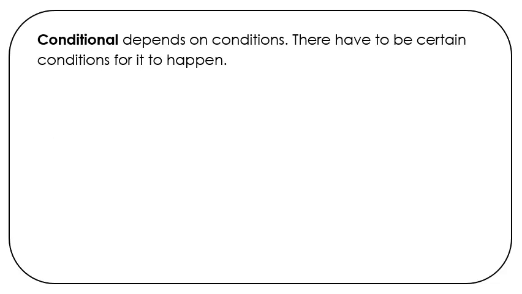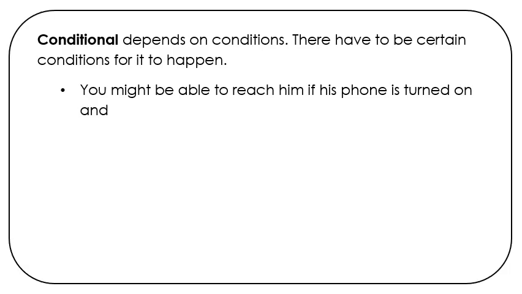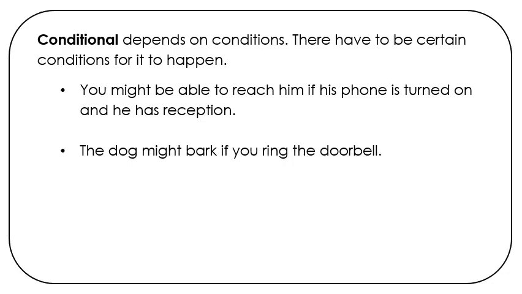Conditional depends on conditions. There have to be certain conditions for it to happen. You might be able to reach him if his phone is turned on and he has reception. The dog might bark if you ring the doorbell. So both of these sentences show condition. So if his phone is turned on and he has reception, you might be able to reach him. And if you ring the doorbell, the dog might bark.